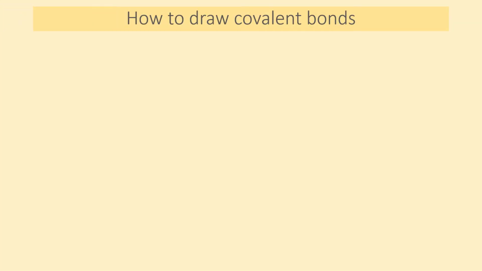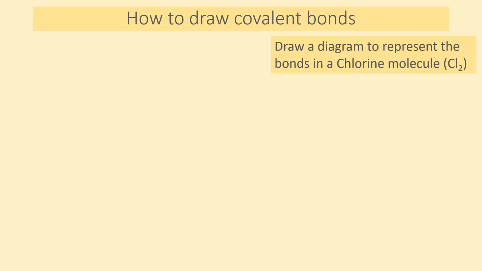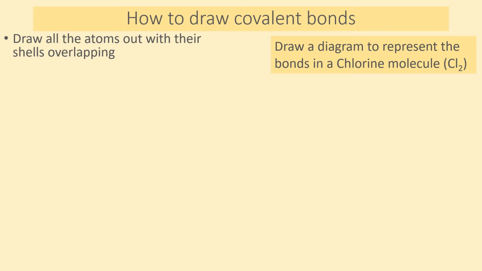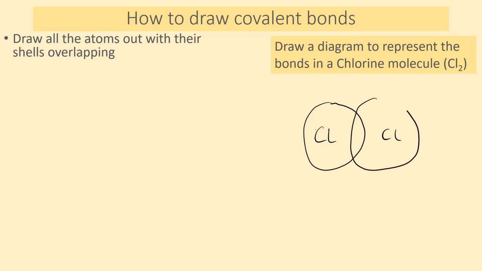And you might be thinking, well, how do we draw covalent bonds? I'm going to go through a little method now just to try and show you. We've got a question here asking us to draw a diagram to represent the bonds in a chlorine molecule, or Cl2. I've got 2 chlorine atoms. I'm thinking, well, how on earth do I do this? I'm going to follow these steps. I'm going to draw all the atoms out with their shells overlapping. So I've got one chlorine and another chlorine, and I'm drawing their shells, and I'm going to make sure I've got them overlapping.